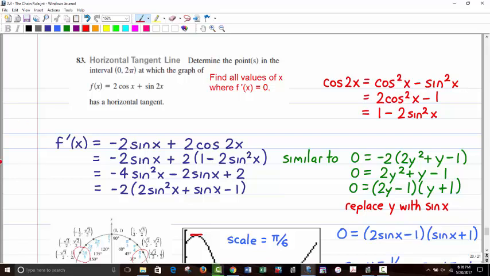Okay, so we're going to find the points for the horizontal tangent on this one. So we have to take the derivative of this function. The derivative of 2 cos of x would be negative 2 sine of x, plus the derivative of sine of 2x is 2 cosine of 2x. We must remember to take the derivative of that 2x. I'm really emphasizing that because I've just seen so many people forget to do that.